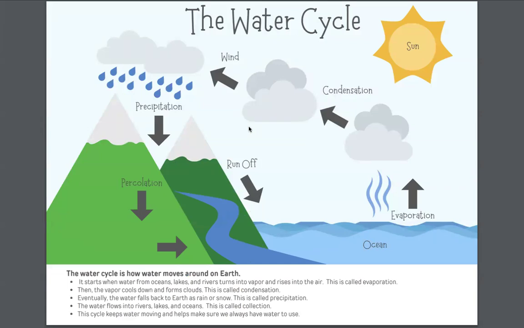Firstly, the water cycle is how water moves around on Earth. It starts when water from oceans, lakes, and rivers turns into vapor and rises into the air. This is called evaporation. Then, the water vapor cools down and forms clouds. This is called condensation. Eventually, water falls back to Earth as rain or snow. This is called precipitation. The water flows into rivers, lakes, and oceans. This is called collection. This cycle keeps water moving and helps make sure we always have water to use.